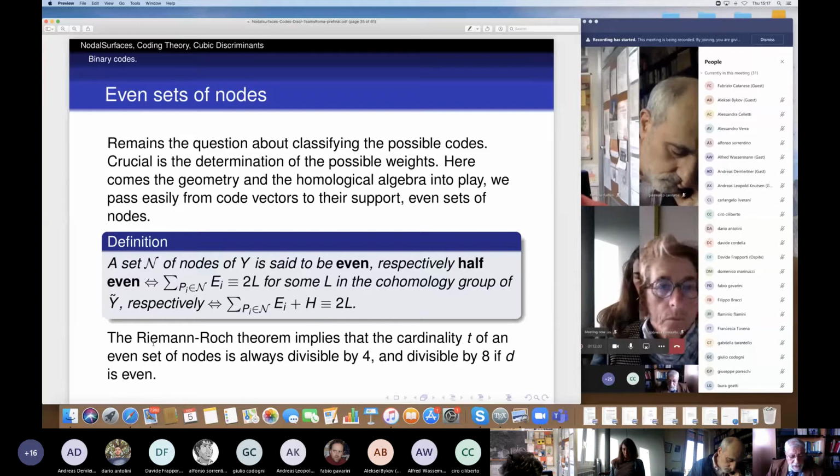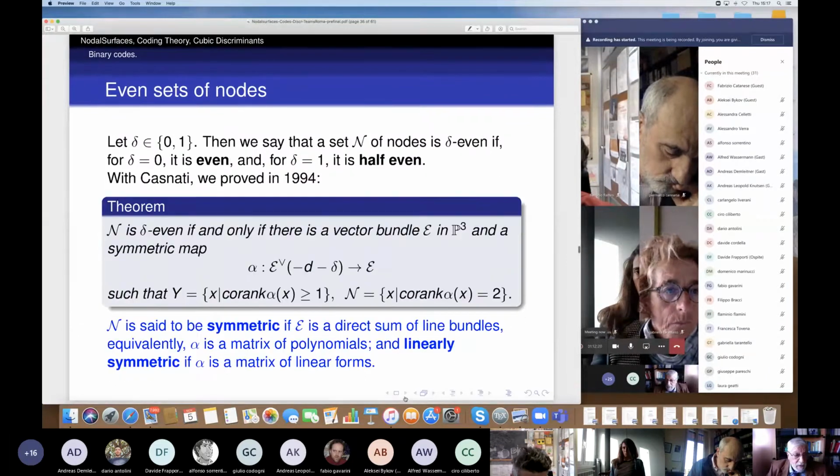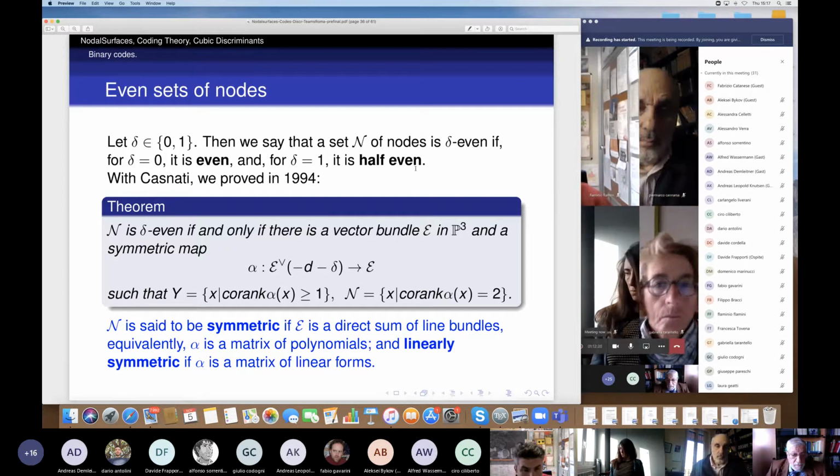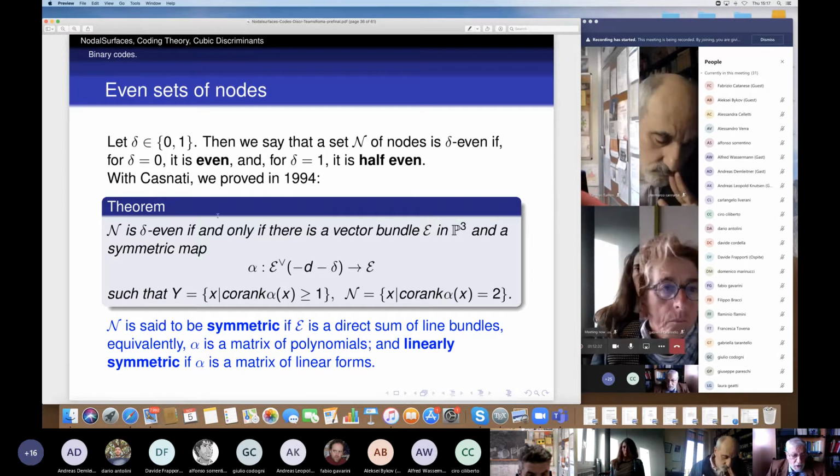And the main important thing is that, here comes algebraic geometry, the cardinality of an even set of nodes is always divisible by 4 and divisible by 8 if d is even. And with Casnati, we were able to give a structure theorem for this even and half even set of nodes.